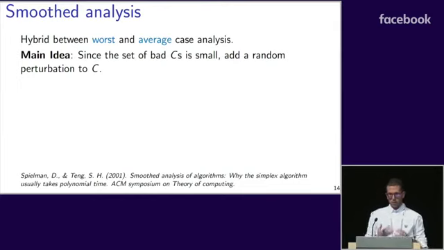So smooth analysis is something that is a hybrid between worst and average case analysis, and the idea here is that we know that there is this bad case scenario, but what we would like to argue is that this bad case scenario is quite rare, and in most of the cases we don't have it. So the idea that we implement in our paper is that we add a small perturbation to the cost metric C, and since we know that the set of bad cost metrics is small, then with high probability you will not be in this worst case scenario.